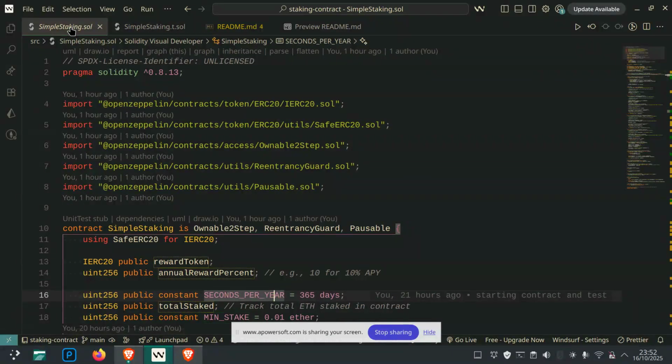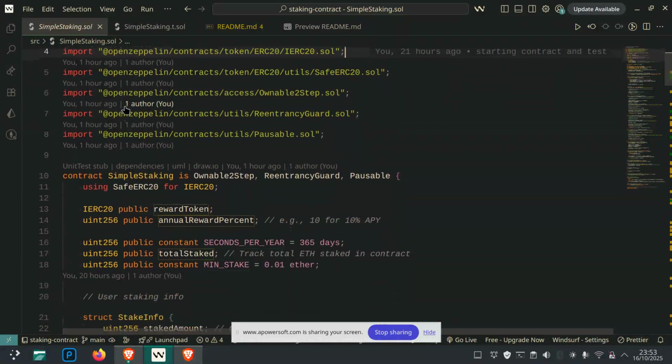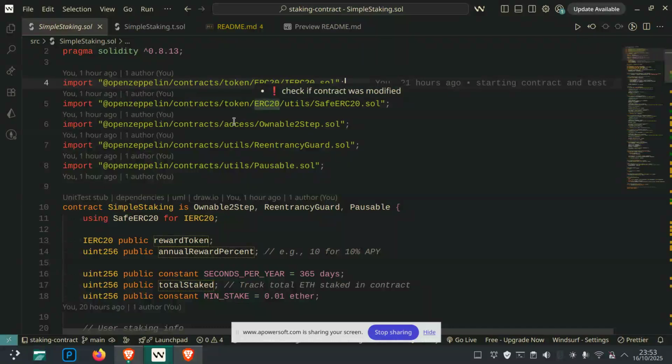So you see, we have our Pragma, we have our SPDX license identifier, and we are importing some OpenZeppelin contracts: IERC20, SafeERC20, Ownable, ReentrancyGuard, Pausable. What are they? Why do we need that? If we are using ERC20 tokens that are not mainstream, not to the standard, say ERC20 is the best.